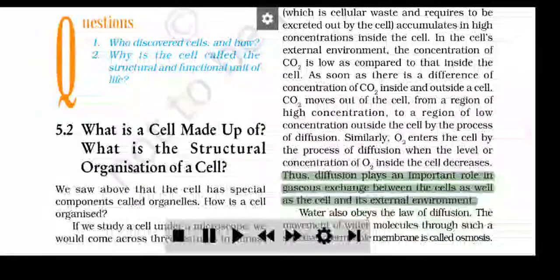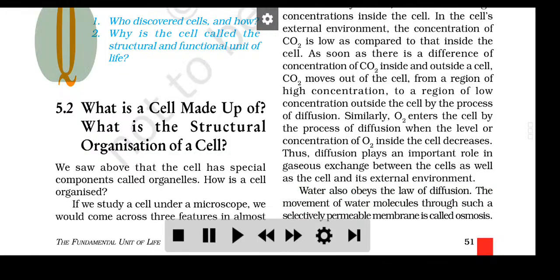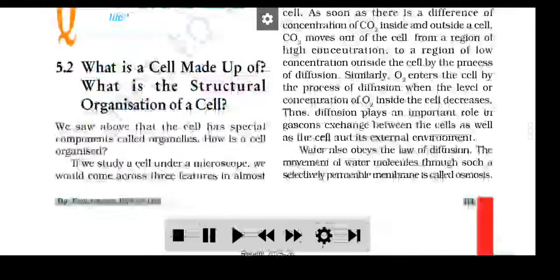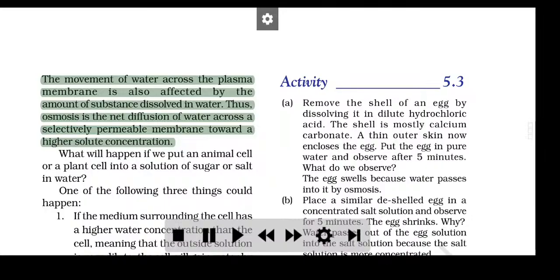Diffusion plays an important role in gaseous exchange between the cells as well as the cell and its external environment. Water also obeys the law of diffusion. The movement of water molecules through such a selectively permeable membrane is called osmosis. The fundamental unit of life. The movement of water across the plasma membrane is also affected by the amount of substance dissolved in water. Thus, osmosis is the net diffusion of water across a selectively permeable membrane toward a higher solute concentration.